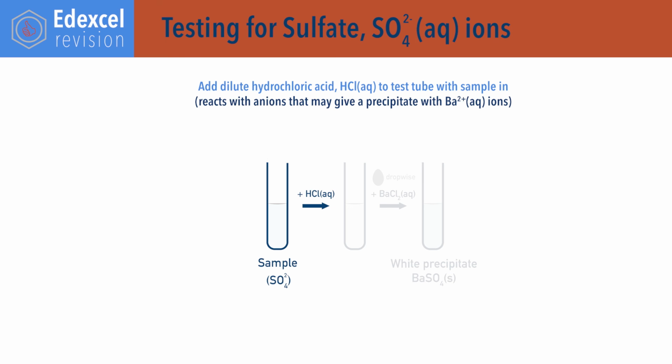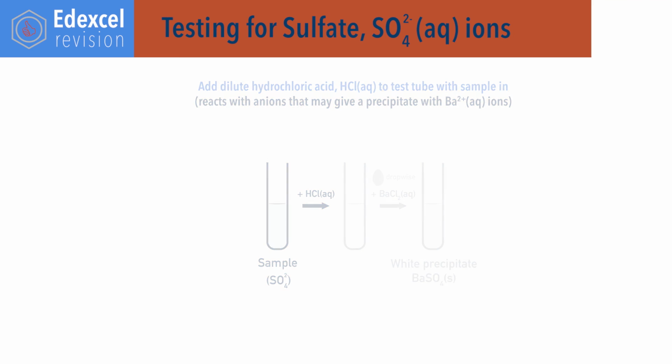It should be hydrochloric acid that is added rather than sulfuric acid, as otherwise sulfate ions from the sulfuric acid would react with the barium ions from the barium chloride to form barium sulfate.